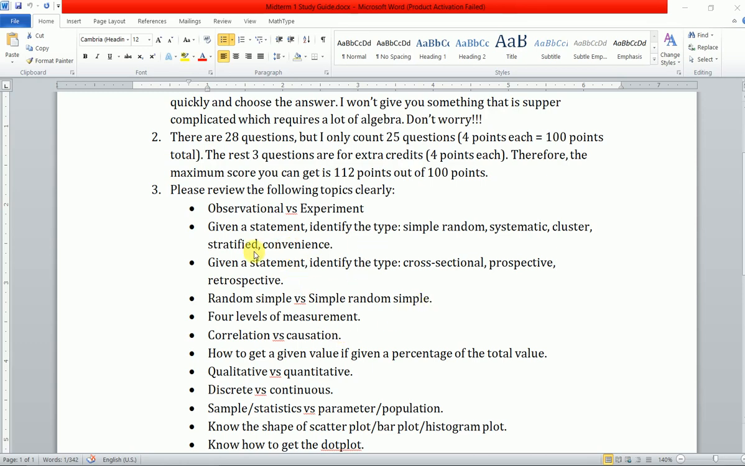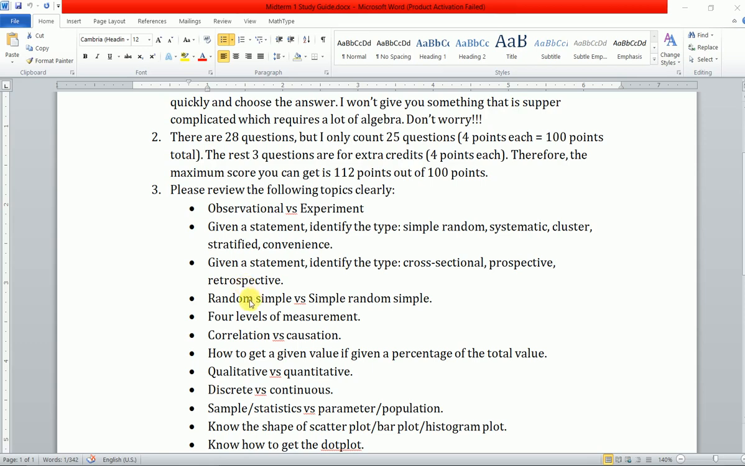The same type of question, I give you another statement. I ask you to identify if that is cross-sectional, prospective, or retrospective. Now, cross-sectional is the data that we collect only one time. Prospective is the data that we will collect in the future. Retrospective is the one where we go back, we check our history, we check our previous data, and then we collect that. For example, you go back to your interview record and then you collect the data.